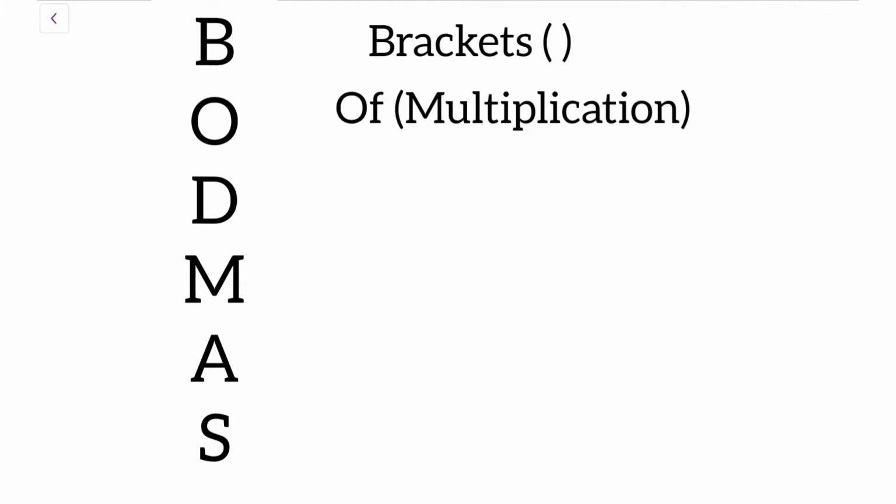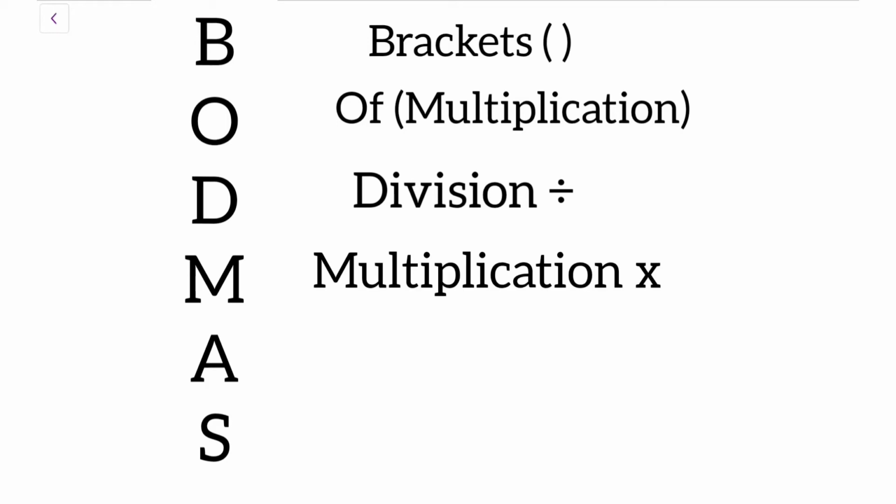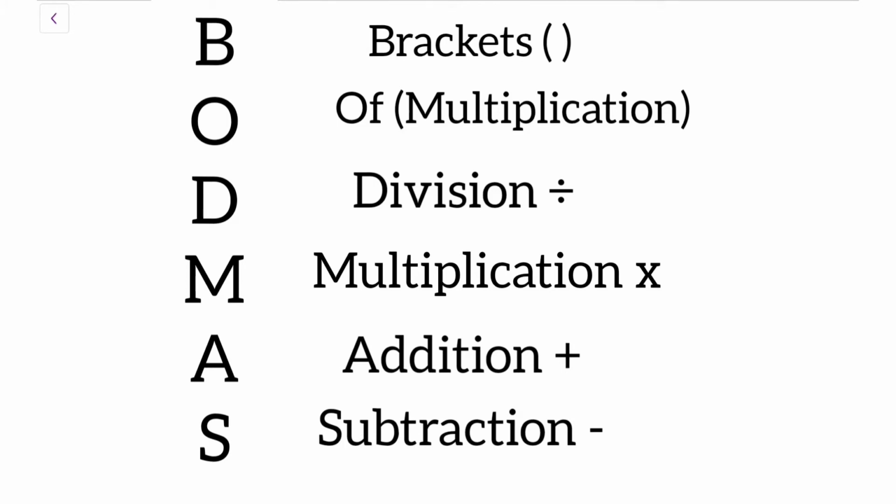So first you have to solve the B, that is brackets, and then you do the of, and then you do the division D, then you do the M, multiplication, then you do the addition A, and then you do the subtraction, that is S. Let's take a couple of examples that will help you understand how to simplify using the BODMAS principle.